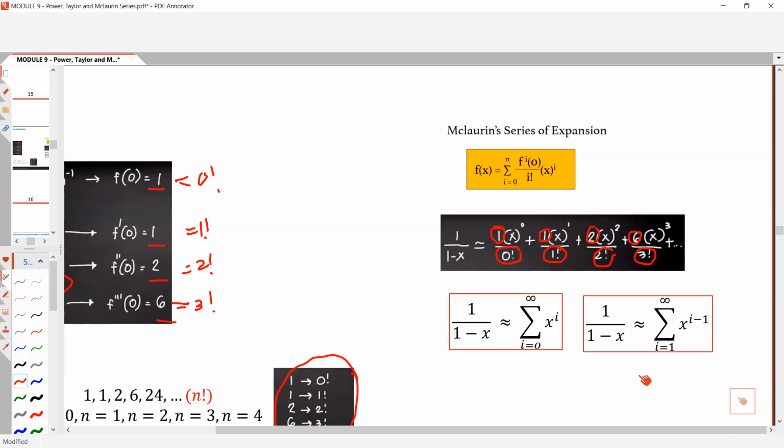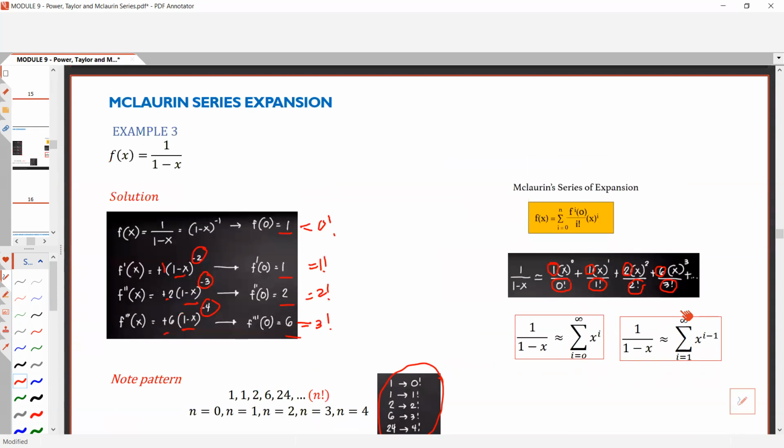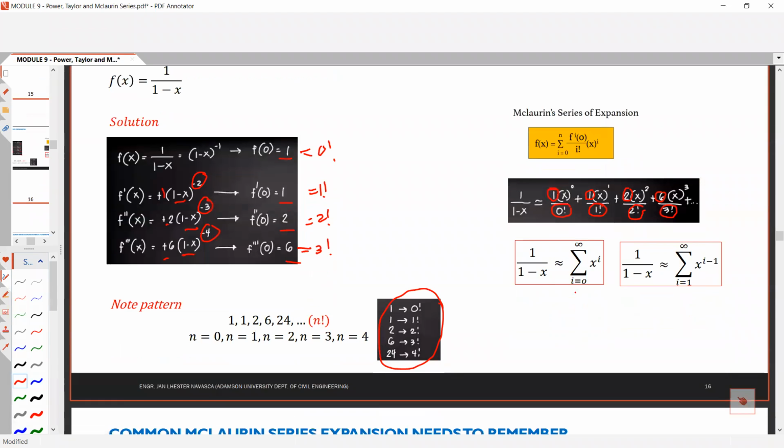Okay? So therefore the Maclaurin series expansion of 1 over 1 minus x is simply x raised to i, from i equals 0 to infinity. And pwede rin siya na x raised to i minus 1, from i equals 1 to infinity. So this one is the Maclaurin series expansion of 1 over 1 minus x. So this, you need to memorize. Para mas madali yung buhay nyo.